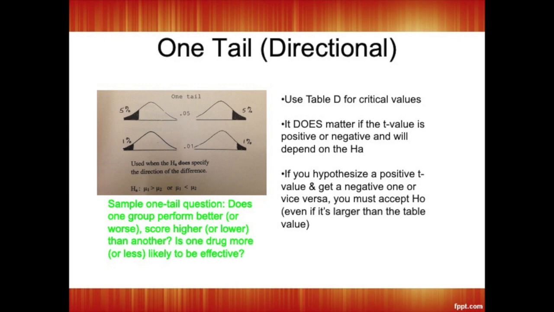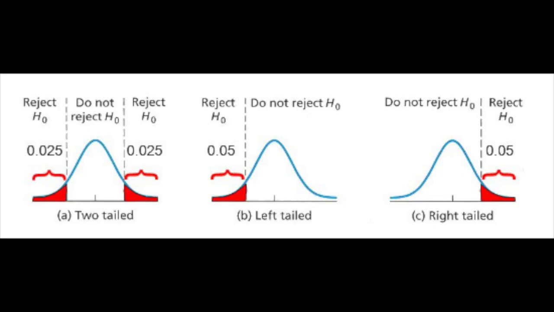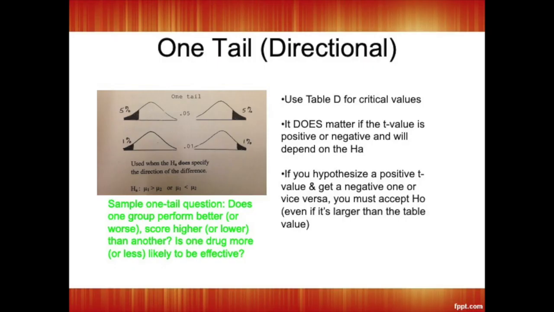So a one-tail test, or what we call a directional test, the hypothesis contains a prediction about where the sample t is going to fall on the curve. It predicts if the sample t is going to fall on the right side of the curve, or the hypothesis will predict if the calculated t-value is going to fall on the left side of the curve. So then your hypothesis becomes very important in determining if you should make your critical values negative or positive. So we use table D for critical values when we have a one-tail test.